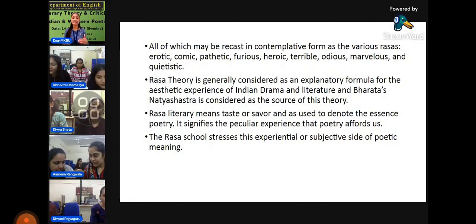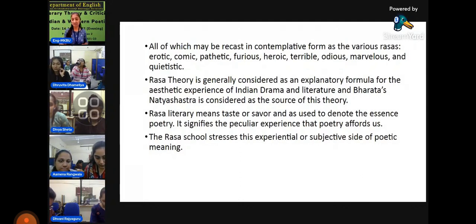Ras here is generally considered an explanatory formula for the aesthetic experience of Indian drama and literature. And Bharat Muni's Natya Sastra is considered the source of this theory. Ras literally means taste or savor. Savor means enjoyable. It denotes the essence of poetry. Its significance is the peculiar experience that poetry affords us.